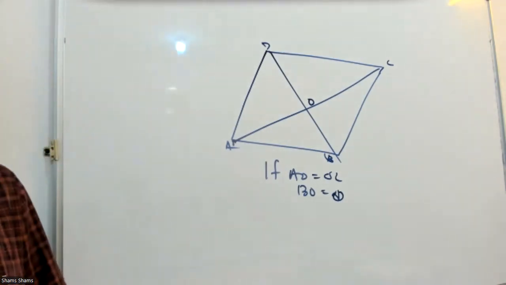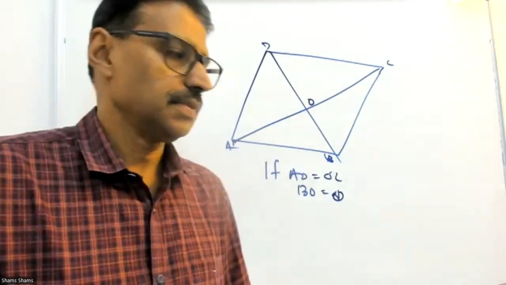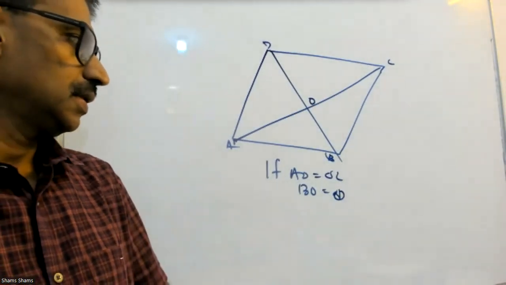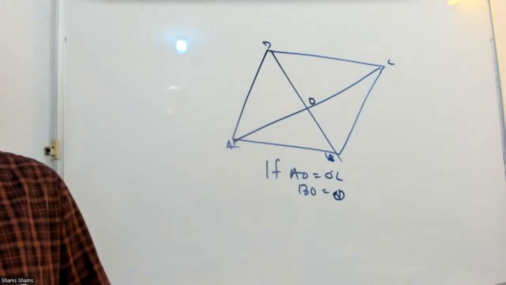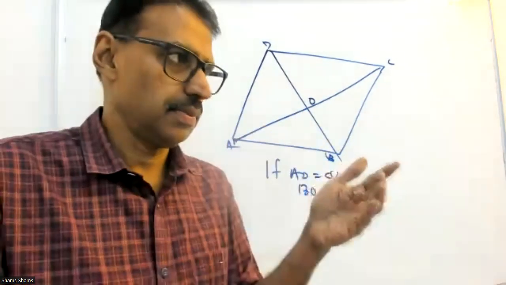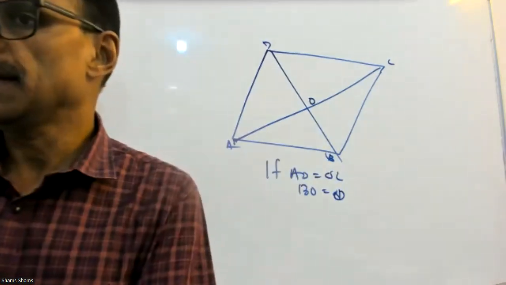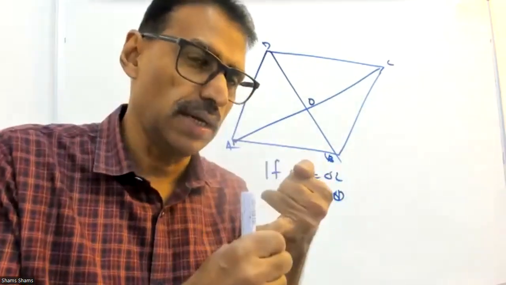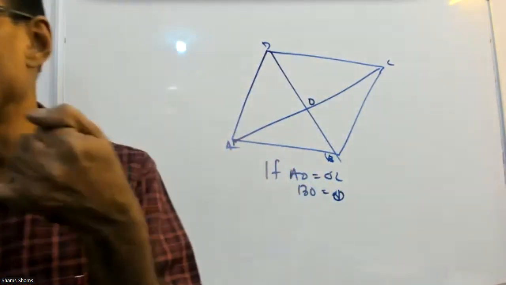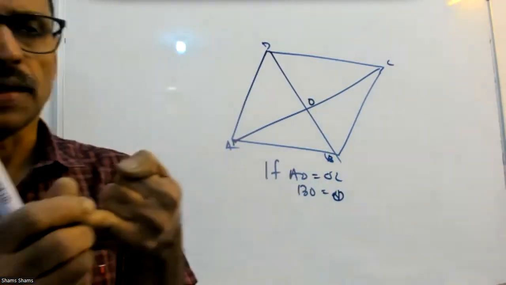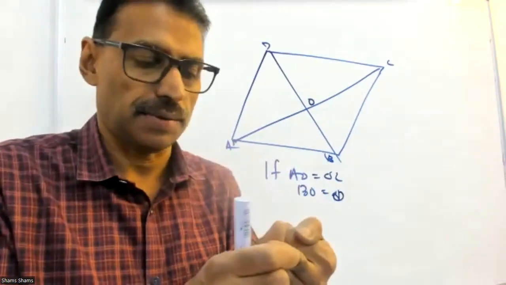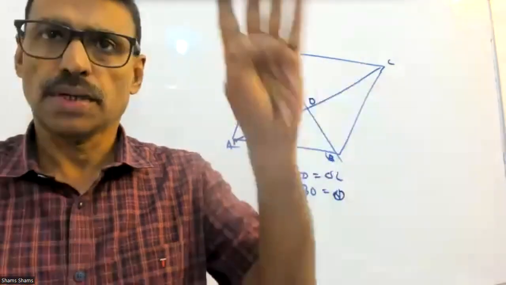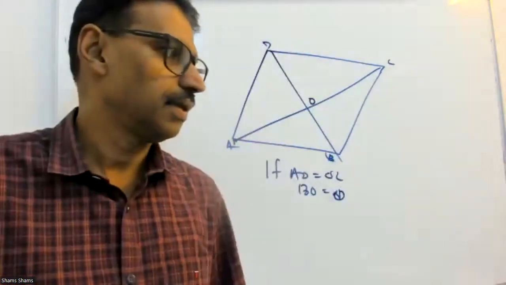So now look at here. Fourth theorem over now. The question, listen: when does a quadrilateral become a parallelogram? If opposite sides are equal, then parallelogram. If opposite angles are equal, parallelogram. If diagonals bisect each other, it is a parallelogram. Opposite sides are equal, parallel. Correct or no? Right?